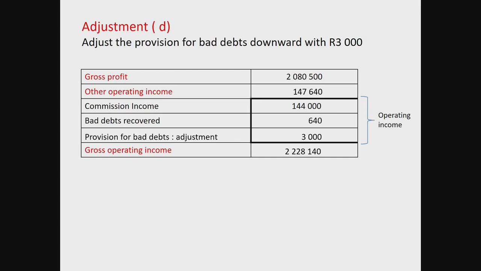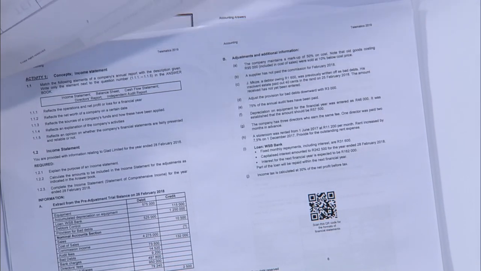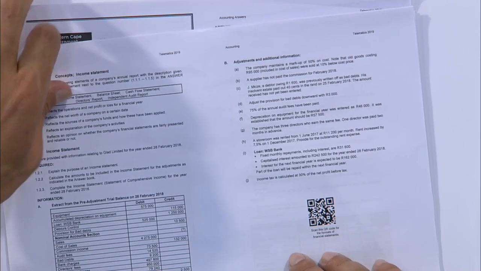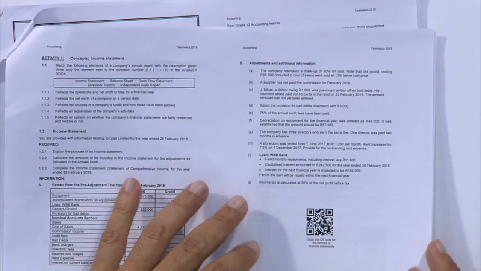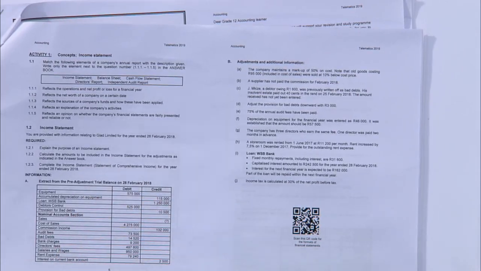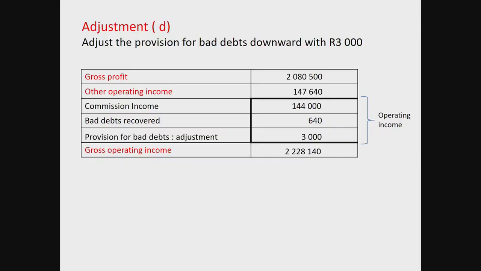Right, the 3,000, I think there's a question on the 3,000. The 3,000 is given in the adjustments by adjustment D. So that will be in your book. There was no calculation, so just take adjustment D as it is, and there it says adjust the provision for bad debts. That's why you'll see I have the adjustment above the table. It says adjust the provision for bad debts downward with 3,000.